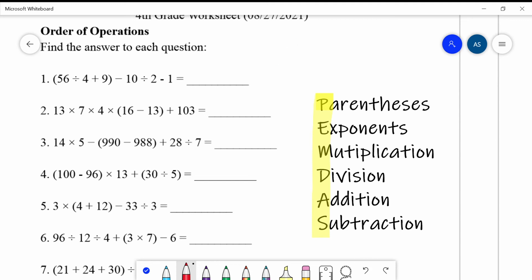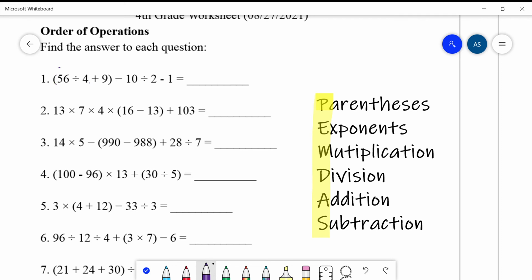So, first question, we see parentheses right over here. We always start with whatever's in the parentheses first. And so, in this case, we're going to have to start with this equation first. Now, within this equation, we have to start with the division first, because division comes before addition, right? So we're going to divide first.